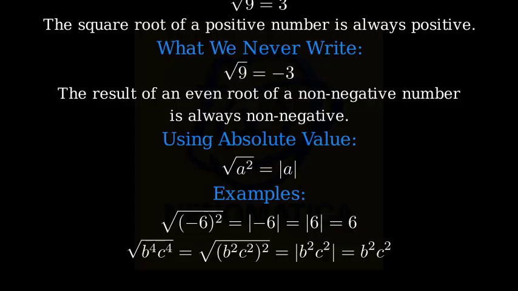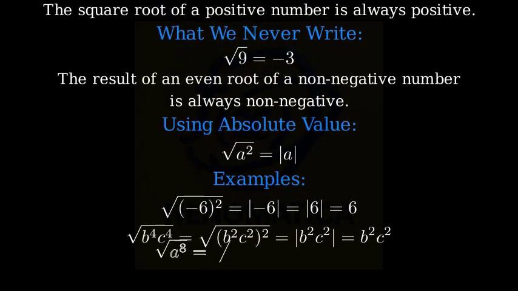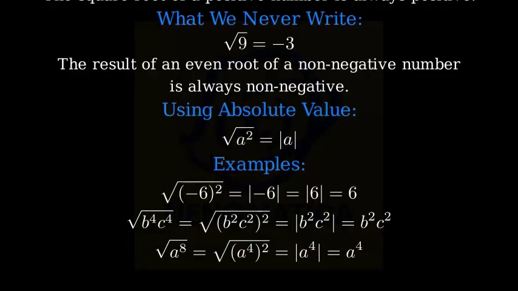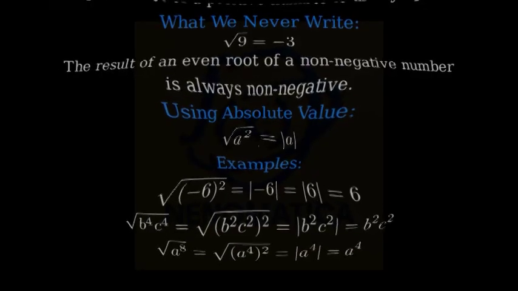Next, the square root of b to the 4th power times c to the 4th power equals the square root of b squared times c squared, all squared, which equals the absolute value of b squared times c squared, which equals b squared times c squared. Finally, the square root of a to the 8th power equals the square root of a to the 4th power squared, which equals the absolute value of a to the 4th power, which equals a to the 4th power.